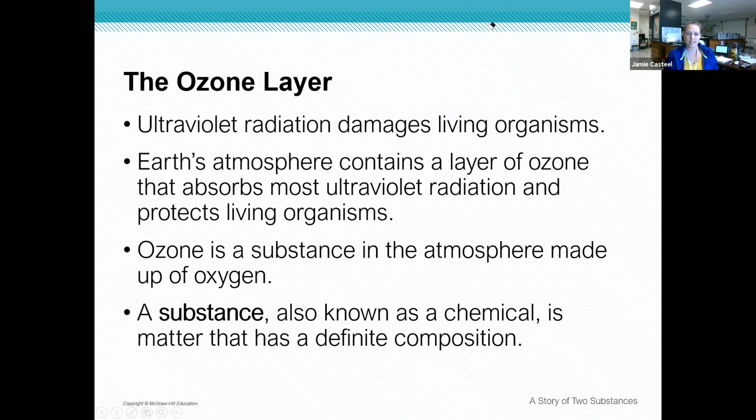Let's talk about what a substance is. Since ozone's a substance, what in the world is a substance? There it is in bold, gotta write it down. A substance is also known as a chemical. So those two are interchangeable. And it is matter that has a definite composition. So chemicals have definite compositions, and so do substances.